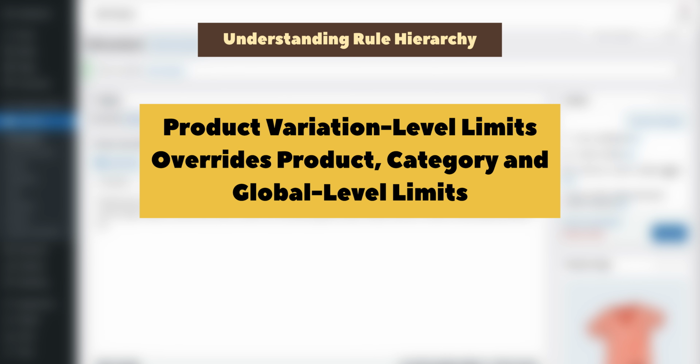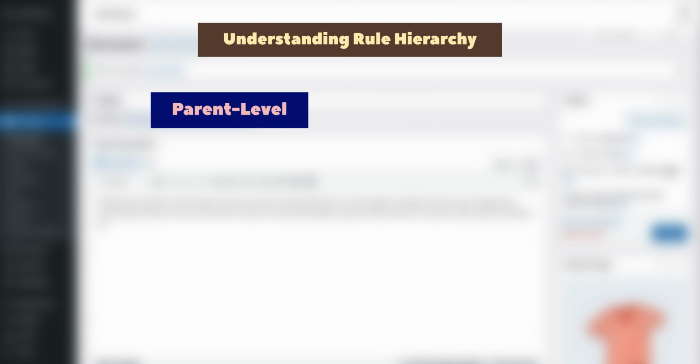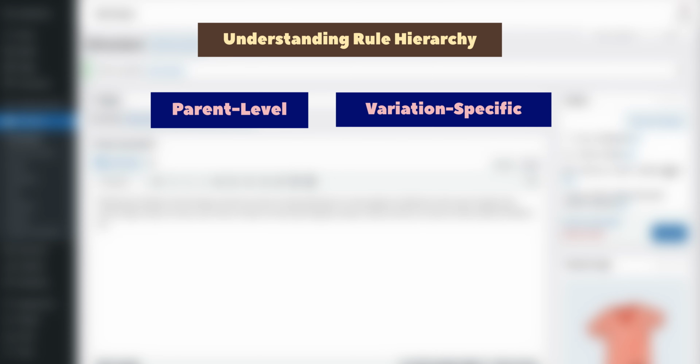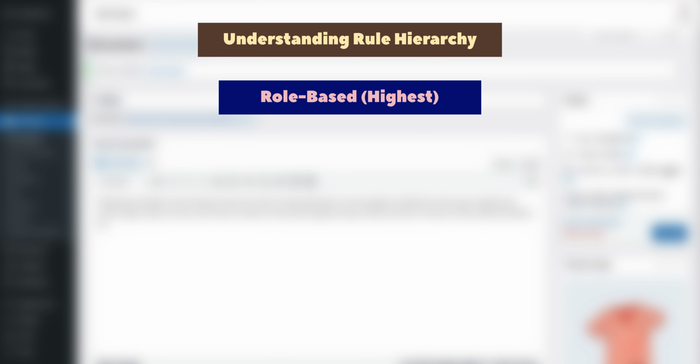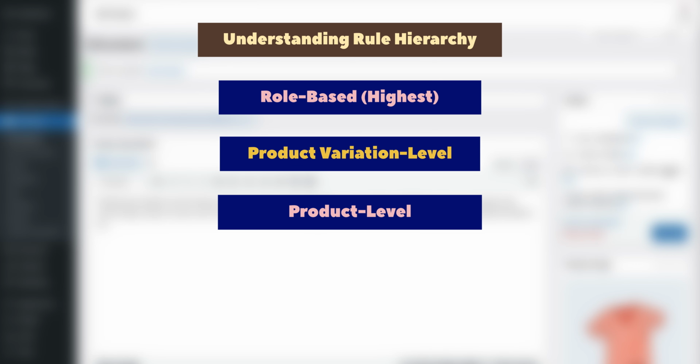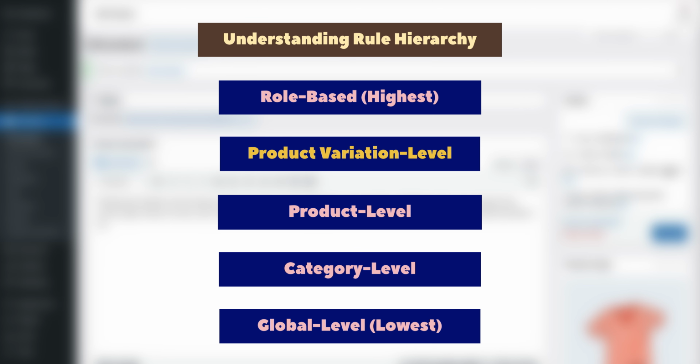Now, let's understand the rule hierarchy. Variation level limits override product, category, and global limits. If both parent and variation-specific rules exist, the variation-specific rule takes priority. The plugin checks rules in this order: role-based, product variation, product, category, then global.